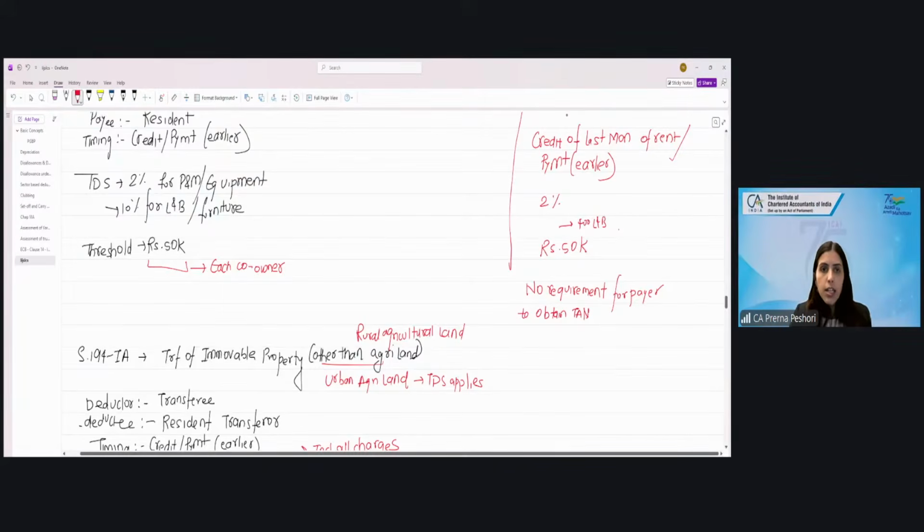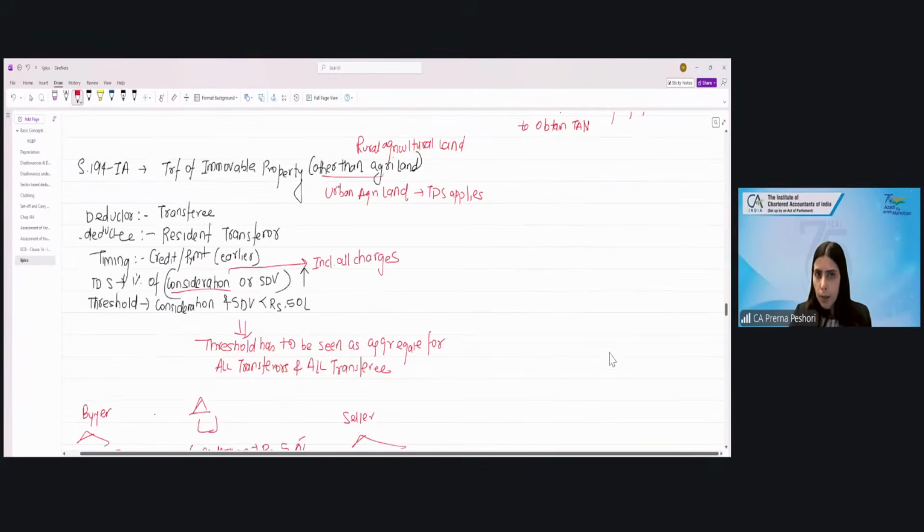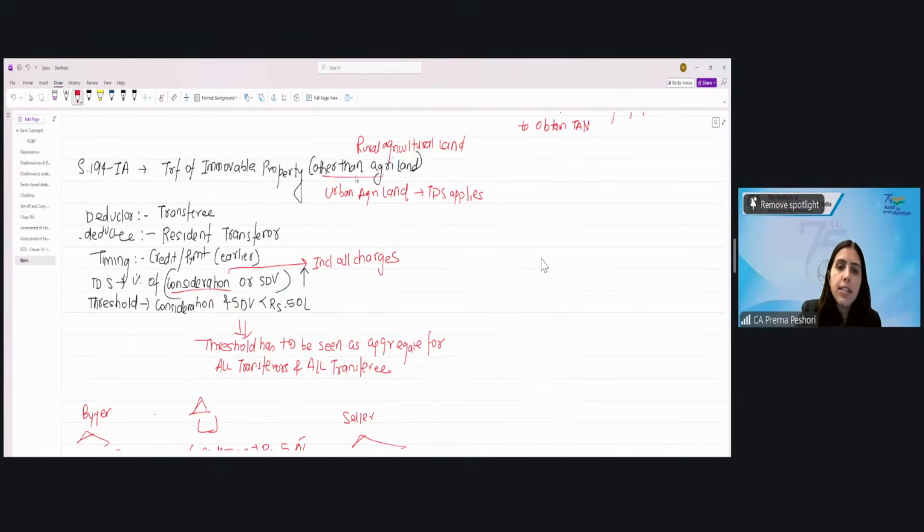Fine. Next is section 194IA. What is 194IA? Transfer of immovable property other than the agricultural land. If it is rural agricultural land, it is exempt. Transfer of rural agricultural land is not a capital asset. Rural agricultural land is not a capital asset. If you transfer the urban agricultural land, then there will be TDS.